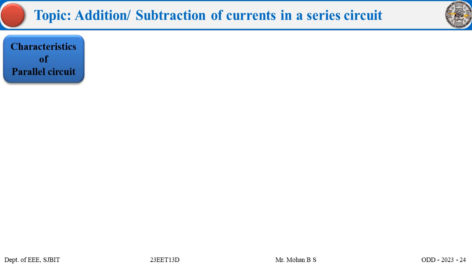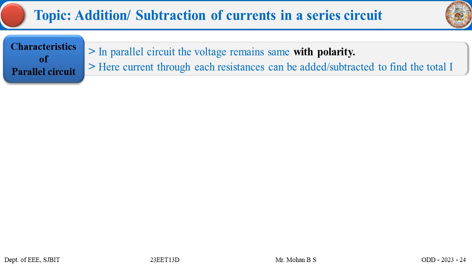So what are the characteristics of a parallel circuit? As we are aware, in a parallel circuit, the voltage remains the same along with polarity, in the sense that if we have positive at the top of the circuit, a parallel branch will also have the same polarity. And we also know the current gets divided, thus we can add or subtract depending upon the orientation of the current, or how it flows. So let's see one by one.